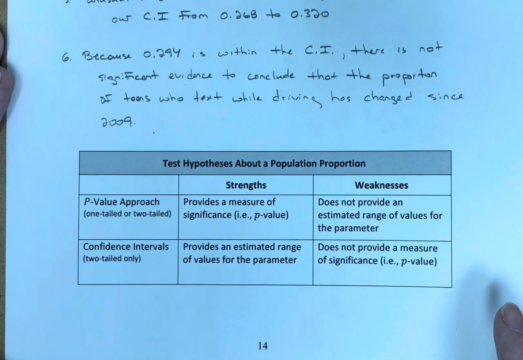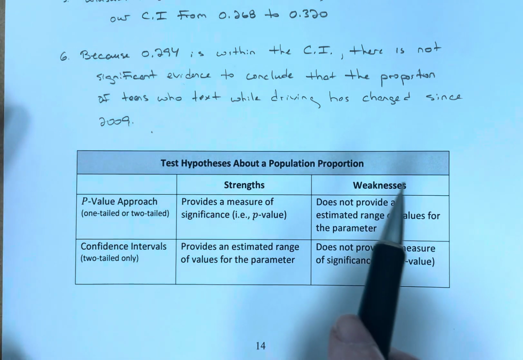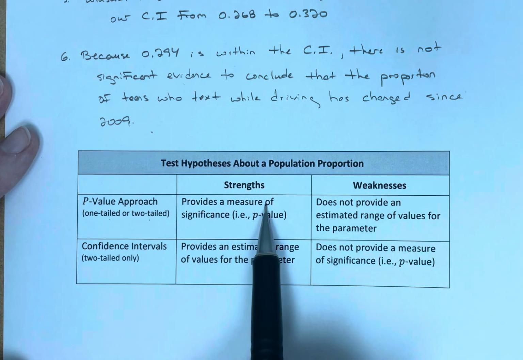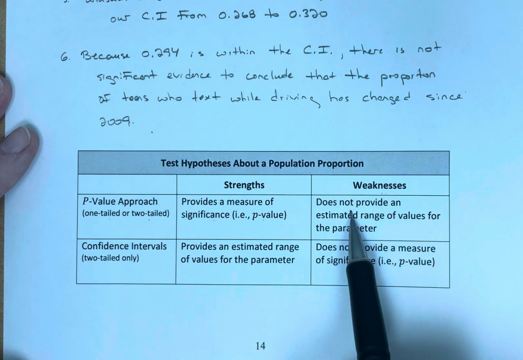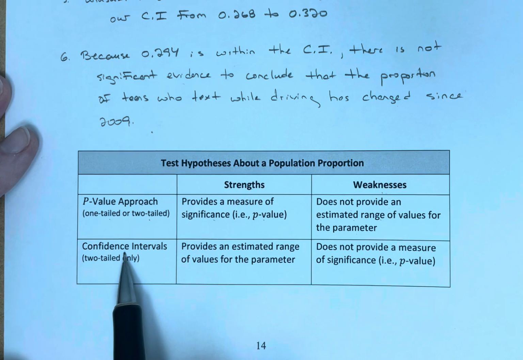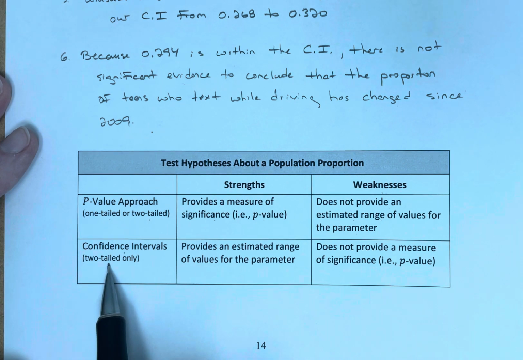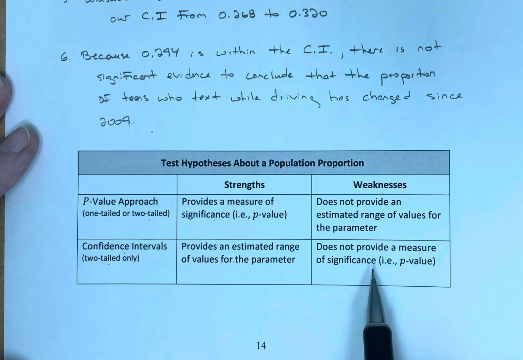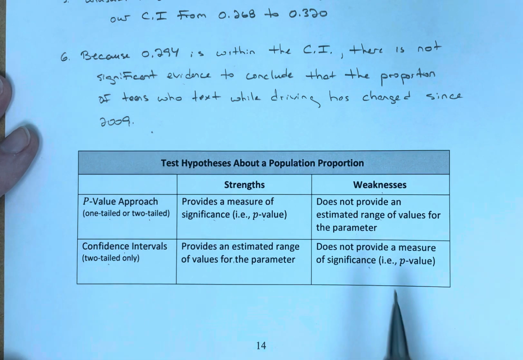A quick recap of these two methods about a population proportion. The p-value approach, one-tailed or two-tailed: its strength is that it provides a measure of significance, that's our p-value. The weakness is that it does not provide an estimated range of values for the parameter. The opposite is true for the confidence intervals method, which is for two-tailed tests only. Its strength is that it does provide an estimated range of values for the parameter, but it does not provide a measure of significance.